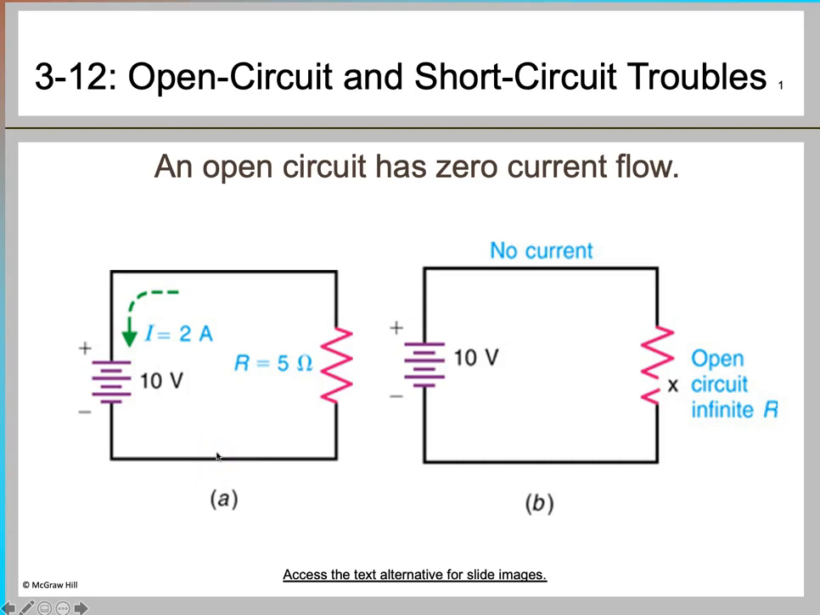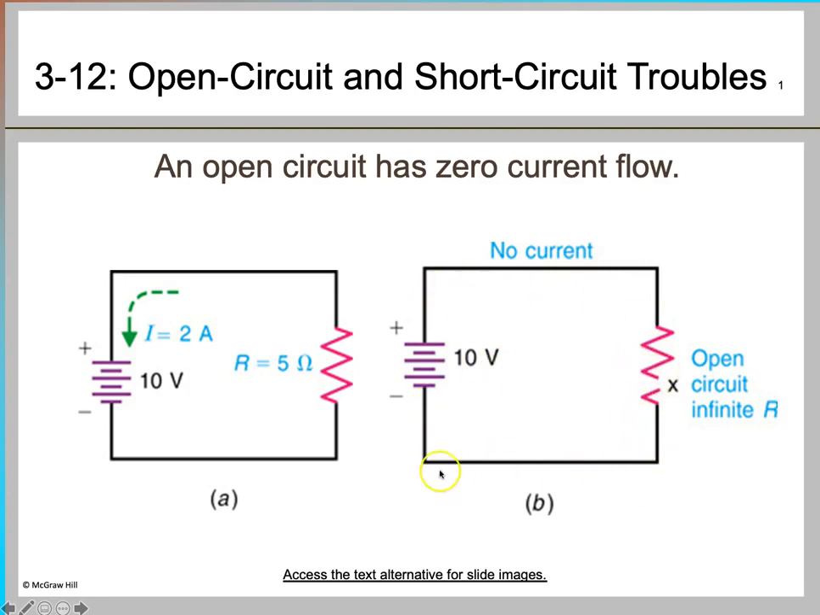As you can see here, we have these two circuits. The first circuit shows the normal operation where the voltage source is connected to the resistance. A 5 ohm resistance, a 10 volt voltage source, and 2 amps of current is flowing in this simple series circuit. Whereas when you have an open in this circuit, definitely there will be no current because there is no path for current to complete.